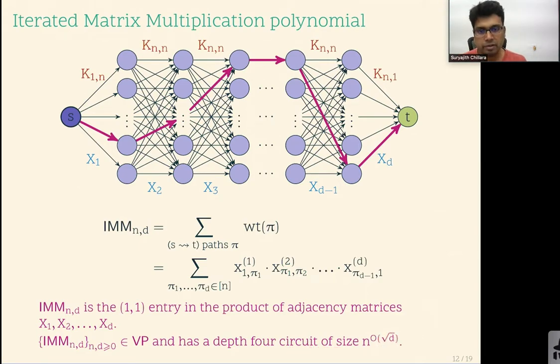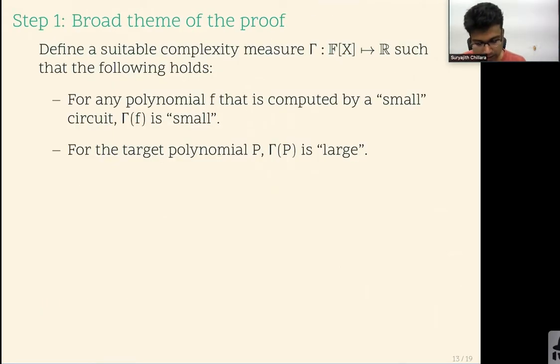So that is the polynomial of interest. And we want to show a lower bound for this polynomial against the sigma power sigma pi expressions. The broad theme of such proofs is as follows. We usually define a suitable complexity measure. This complexity measure, say gamma, takes as input a polynomial and outputs a real value.